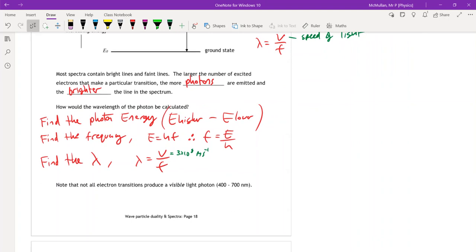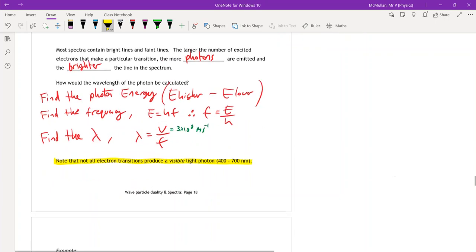Note, not all electrons produce visible light. If you fall in a wavelength outside 400 to 700 nanometers, you could be talking about infrared or ultraviolet, which we can't see with our eyes.